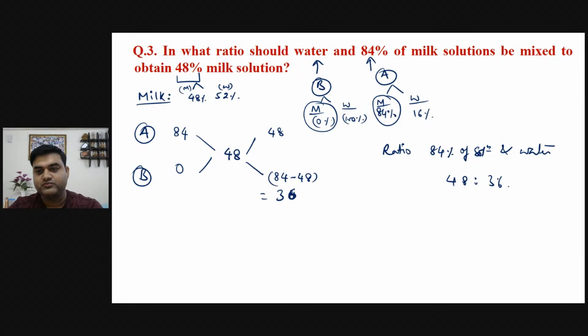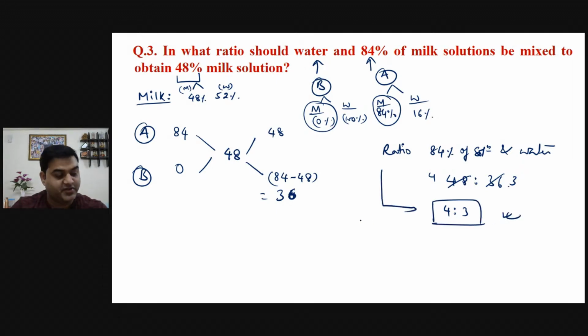48:36. So this can be reduced: 12 threes are 36, 12 fours are 48. So 4:3 is the ratio. So in what ratio this should be mixed? This is the answer. Got it?